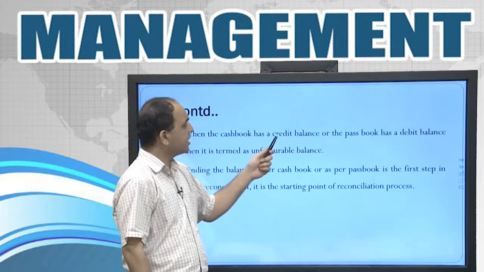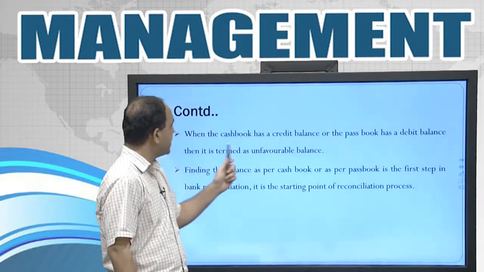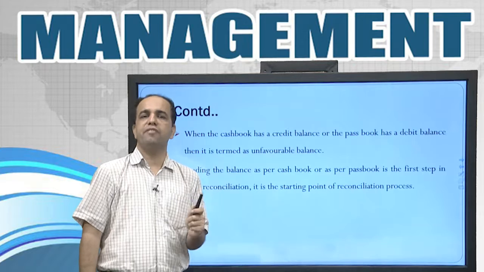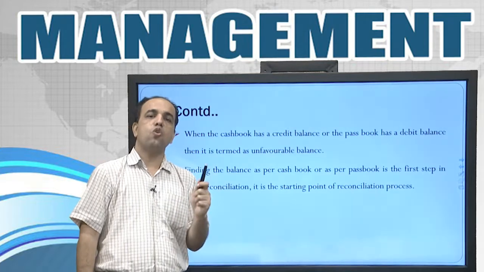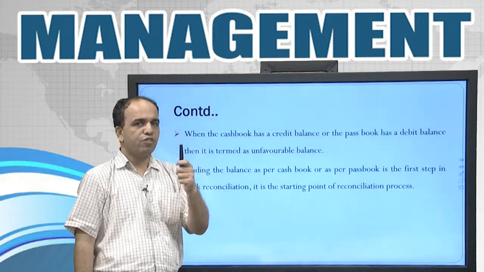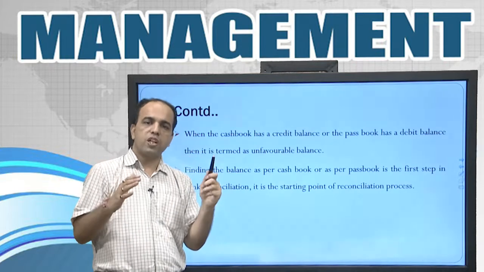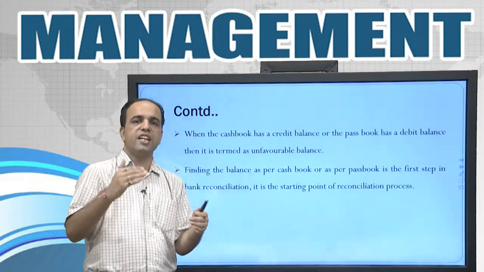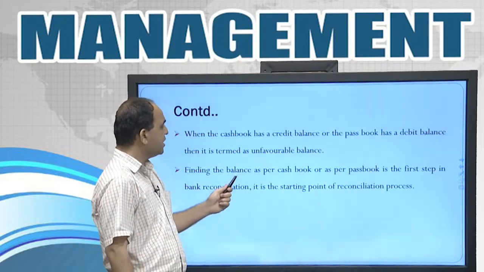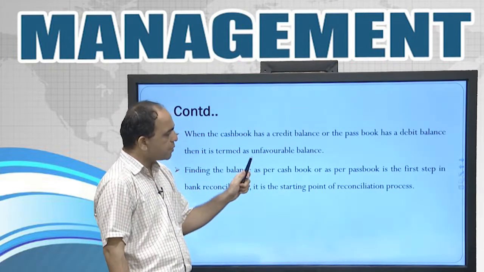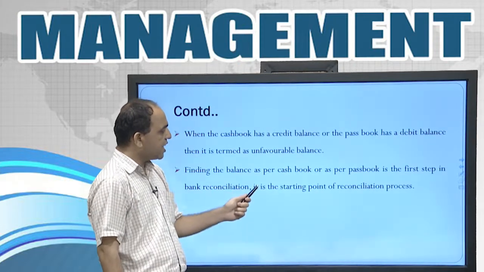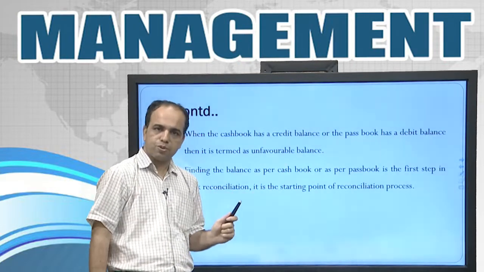When the cash book has a credit balance or the passbook has a debit balance, it is termed as unfavorable balance. And friends, if it is unfavorable balance, it means bank overdraft. And in case of bank overdraft, I said that if you start with bank overdraft, whatever rules we have learnt, we have to make the reverse entry. Finding the balance as per cash book or as per passbook is the first step in bank reconciliation. It is the starting point of the reconciliation process.